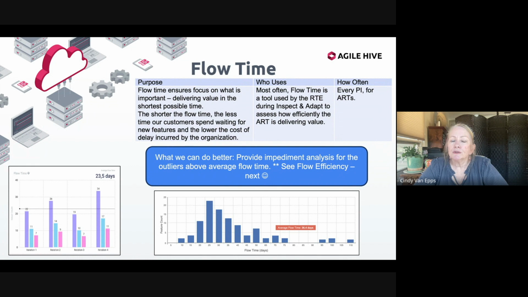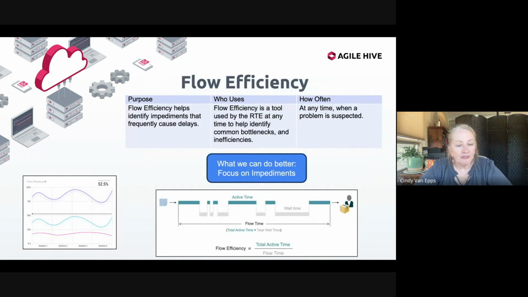So what we can do better, and this is the heart of what I've gotten to in my analysis, is we need more detail on impediments and the analysis of the impediments. For example, the outliers in our flow time graph. Now, flow efficiency. This is the one that I really honed in on. This is the one I had an epiphany about.